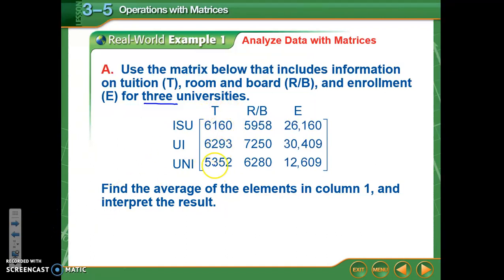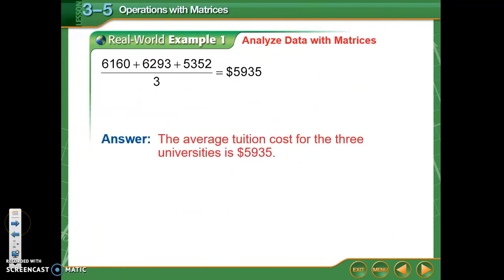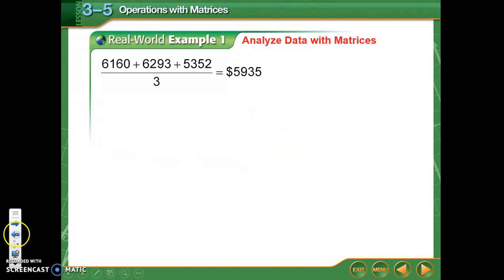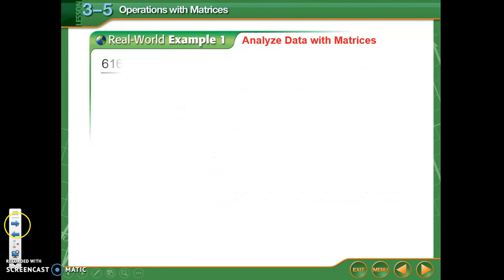So to find the average, I'm going to add them up and divide by 3, and I get $5,935. So the interpretation of that is if I'm taking the average of the tuition for the 3 universities, the average is $5,935, which makes sense if you look at it. It's not all that, but that would be the average.